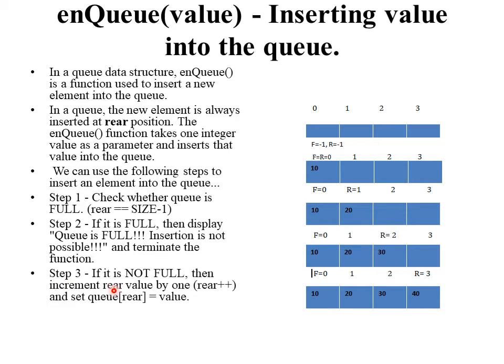Next step: if it is not full, then, as I said, rear equals rear plus plus, that means rear equals rear plus 1, and set queue of rear equals value. Now I am setting this rear equals 3 and inserting a value into queue of rear, that is, q of 3 equals 40.